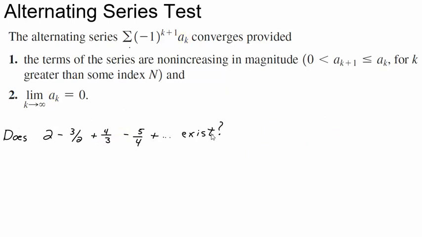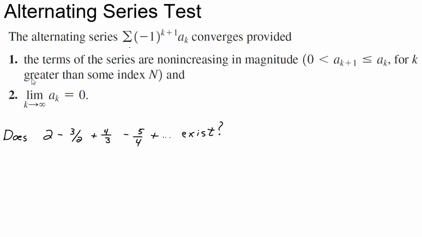Does this series exist? Does this sum exist, I should say? So here we have a series. We're adding up an infinite number of terms. We can see it's an alternating series because each term is changing positive, negative, positive, negative. Does this sum exist? If it exists, then it converges. Right? If it's infinity, then it doesn't converge. If this is going to infinity or negative infinity.